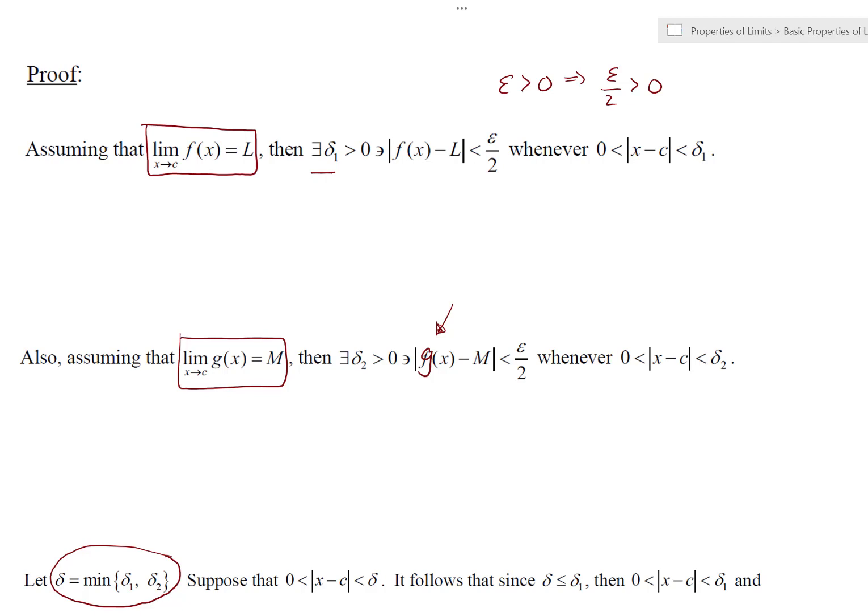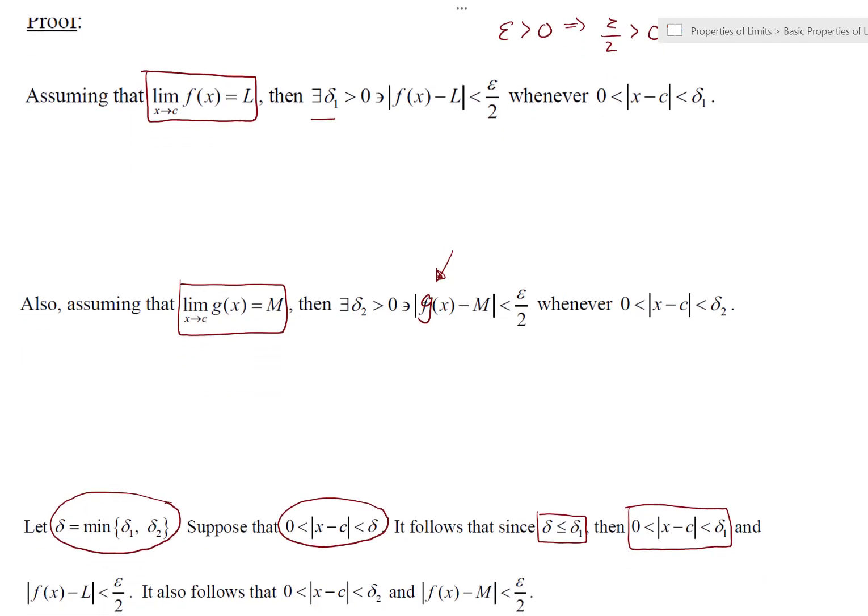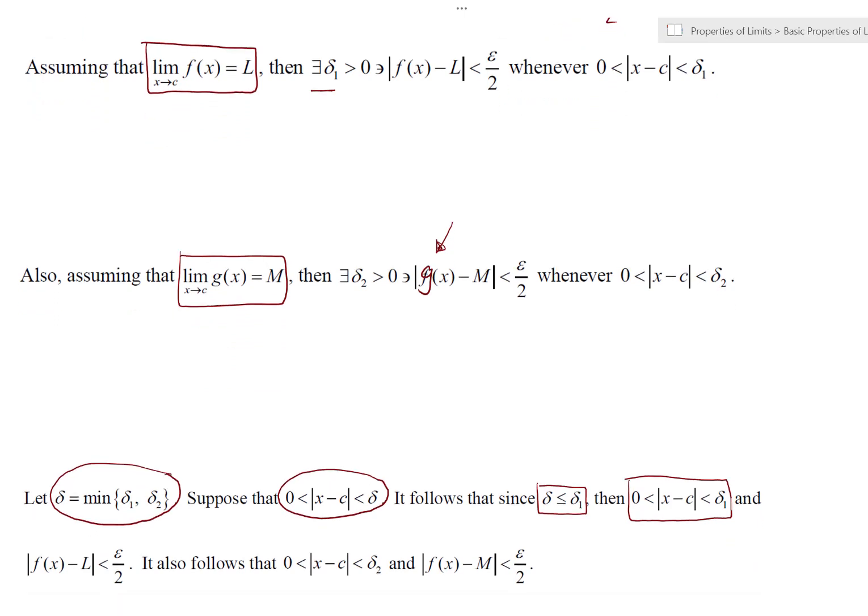And now let's suppose that the magnitude of x minus c is less than delta and positive. Then, since delta is less than or equal to delta 1, as we're assuming it's the minimum of delta 1 and delta 2, it follows that the magnitude of x minus c is less than delta 1 and positive, and it follows that the magnitude of f(x) minus L is less than epsilon over 2.